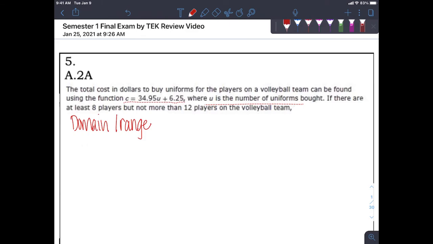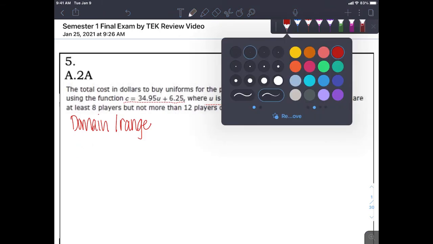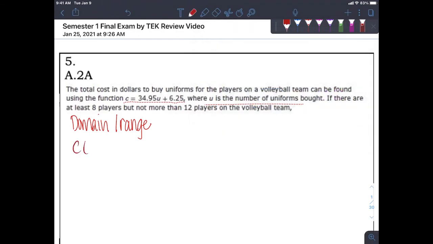All right, so let's go ahead and start analyzing that. First thing, let's talk about this formula. So C, and I'll go ahead and write this out as a function. So my C value is going to be my cost, and my U value is uniforms. So that means that my uniforms are my domain, and my cost is my range. So let's first deal with domain.